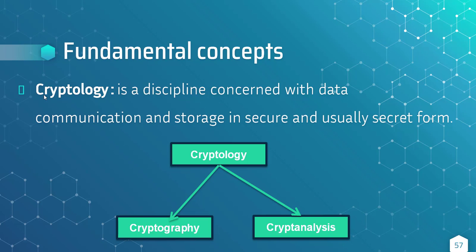First, we have cryptology, a discipline concerned with data communication and storage in secure and usually secret form. As we see, cryptology is divided into two main classes: cryptography and cryptanalysis.